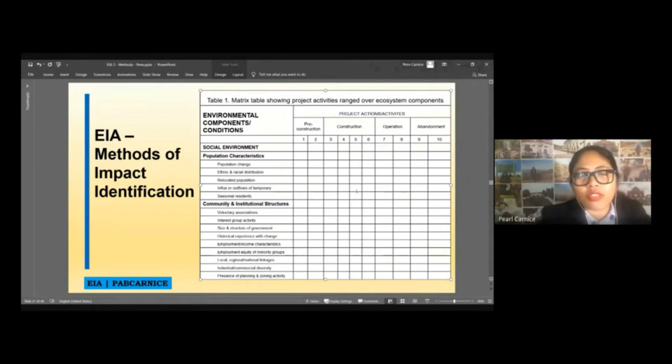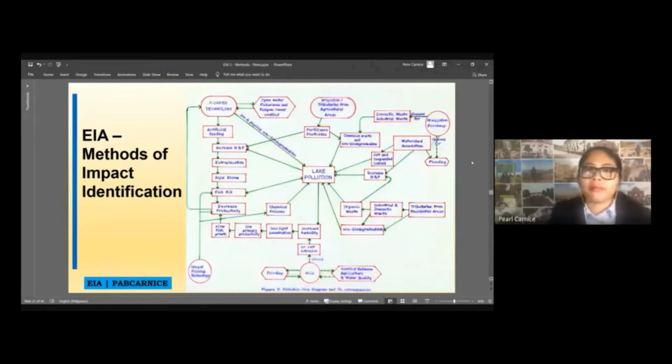So we can identify those as part of the impact of your project on the specific activities or phases of your project. All right. This illustration is an illustration of a certain lake pollution and how this lake pollution could be affected by a lot of components. For example, lake pollution is being contributed by, it's actually a lot going on here.